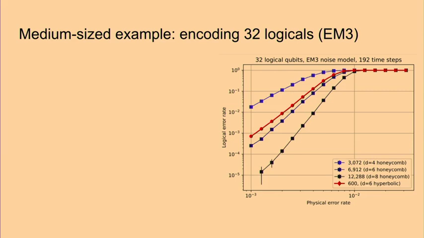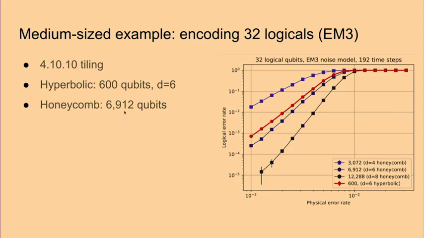This is the example I circled in the previous plot. So encoding 32 logical qubits, this is for a 4-10-10 tiling. And so for 600 physical qubits in distance 6, we can see that the logical error rate performance for the hyperbolic code with 600 physical qubits is essentially almost the same as using 6,912 qubits using planar honeycomb codes. So essentially an order of magnitude saving.